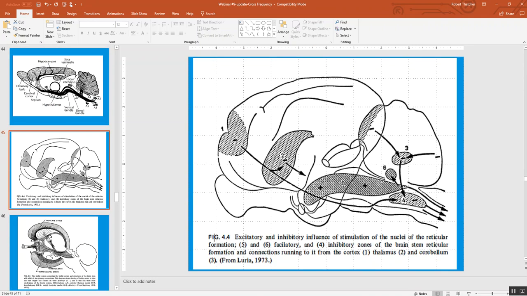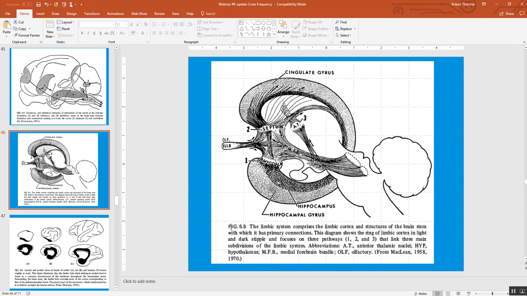This is all from the Thatcher and John book, showing inhibitory and excitatory zones and, through the cross-frequency coupling, actually. And we'll go into more detail on how we can measure the cross-frequency coupling. There's some interesting geometries involved in the limbic system, the hippocampus to the cingulate gyrus and the dentate gyrus, with the septum and the amygdala in between.